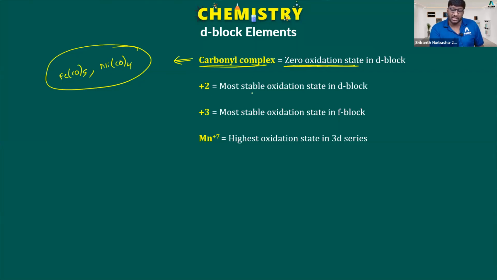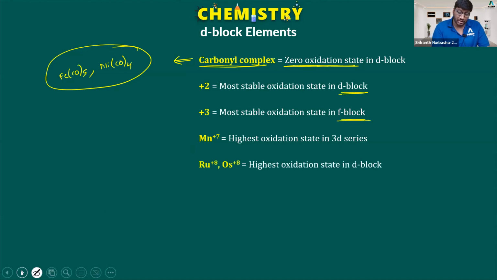Plus 2, that is the most stable oxidation state in D block. Plus 3, most stable oxidation state in F block. Mn plus 7, that is the highest oxidation state in 3D series. Very important, all these facts are important. In the 3D series, that means in the fourth period, you will have only manganese in the plus 7 state, which is the highest possible oxidation state.